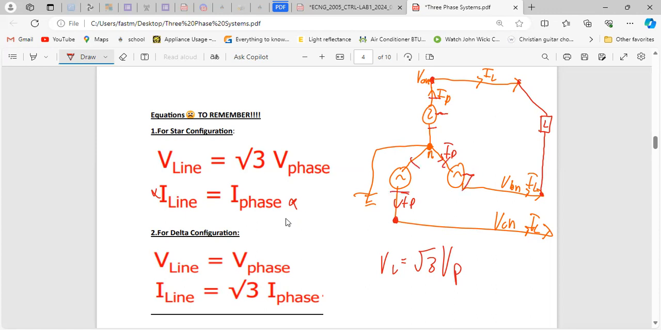Yeah, so something to remember. How I used to remember it is that because it's cyclical, see the current, there's always a root 3 relationship. So if your I line is equal to your I phase, therefore the root 3 will be for the V line. That's how I remember it.